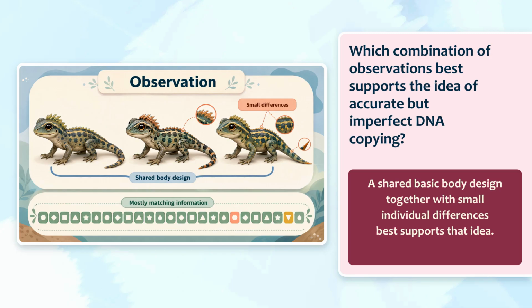Which combination of observations best supports the idea of accurate but imperfect DNA copying? Now test which evidence combination explains the whole pattern. A shared basic body design together with small individual differences best supports that idea. The strongest support uses both the shared design and the small differences. Finally, we will reconstruct the full lesson answer from reproduction to species continuity.